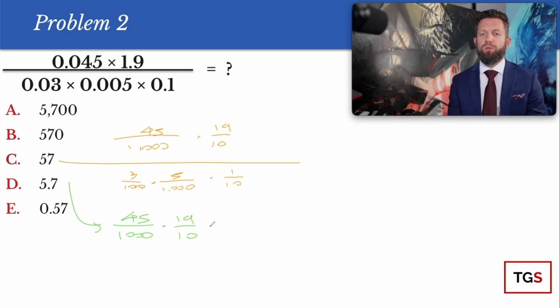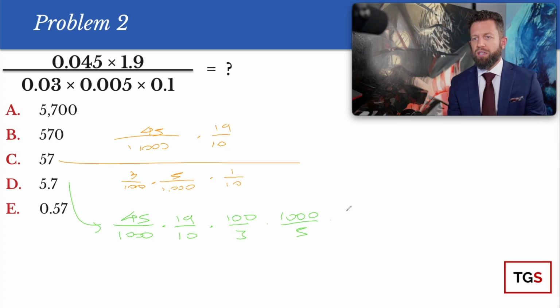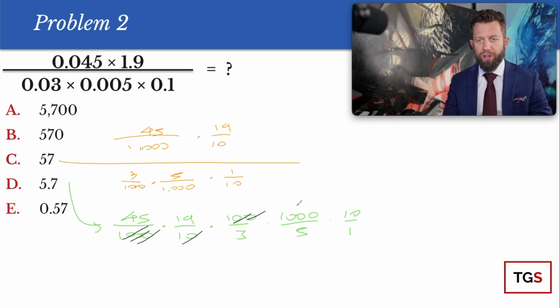So the new version would be 45 over 1,000 times 19 over 10 times 100 over 3 times 1,000 over 5 times 10 over 1. And hopefully that starts to look a little bit more approachable since you'll be able to cancel a lot of the zeros from the top and bottom. And if you're unsure how canceling in fractions works, just check out that math basics episode again. I'm not going to get us bogged down in the details of cross-canceling fractions here, but suffice to say that if you execute all of that well, you'll wind up with something like 45 times 19 times 100 times 1 over 3 times 1 over 5.